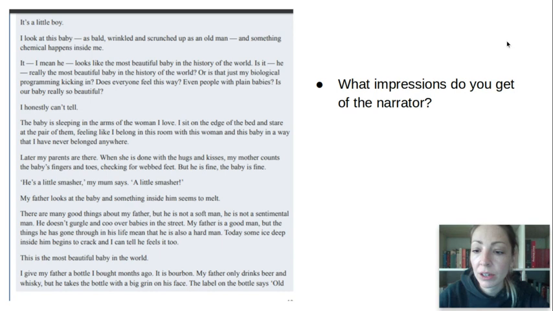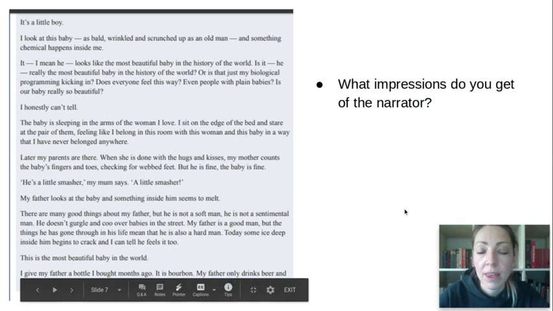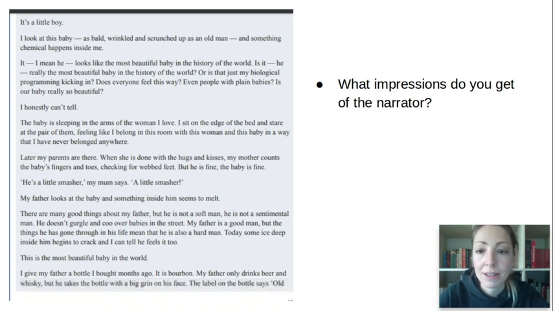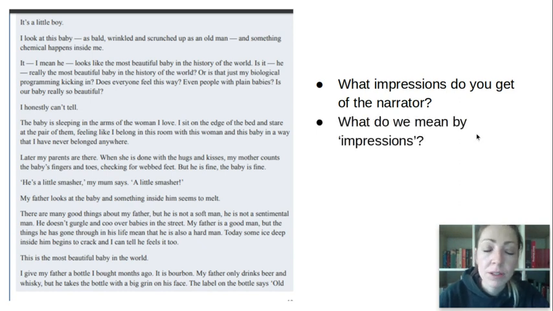Okay, so we're going to have a look at the first question on your sheet. And the first question that you've got to answer is, what impressions do you get of the narrator? Now, I don't want you to write this out as a full response. I'd like you to bullet point it. So, first of all, think about what we mean by impressions. An impression means our thoughts about the character, what we think of him.